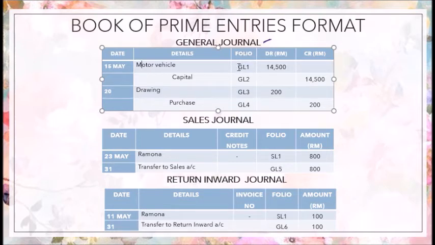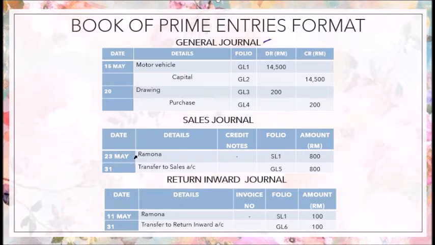For the folio, you put the ledger that the account will be made into. So motor vehicle will be made into general ledger 1, and the general ledger will be named after motor vehicle. The same goes for capital, drawing and purchase. I think there are not many issues with the general journal, because the format is the same as before. So let's go to the sales journal.